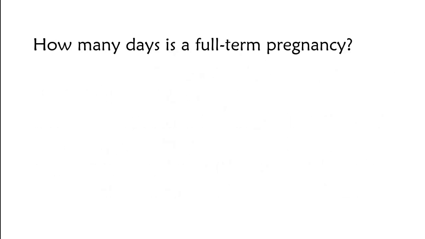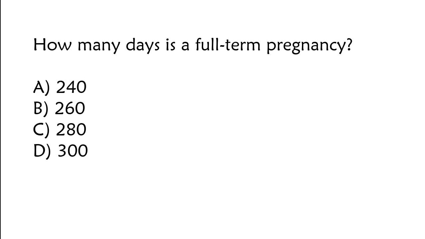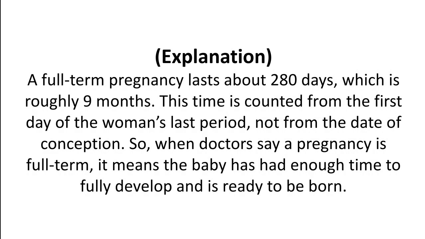How many days is a full-term pregnancy? 240, 260, 280, 300. The correct answer is option C, 280 days. Explanation: a full-term pregnancy lasts about 280 days, which is roughly 9 months. This time is counted from the first day of the woman's last period, not from the date of conception. So when a doctor says a pregnancy is full-term, it means the baby has had enough time to fully develop and is ready to be born.